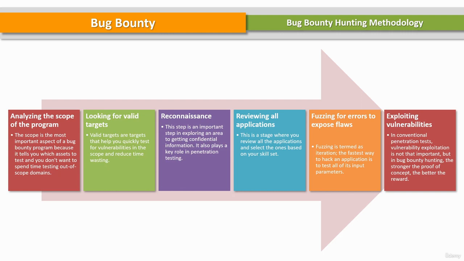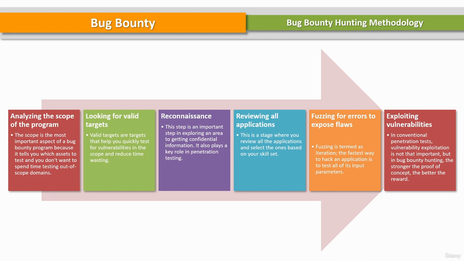Reconnaissance. So this step is obviously a very important step in exploring an area to get confidential information. Now, it also plays a key role in penetration testing. Reviewing all applications. Now, at this stage, this is where you review all the applications and select the ones based on your skill set. Fuzzing for errors to expose flaws. You remember what fuzzing is, right? It's basically defined as iteration, but you and I know it as the fastest way to hack an application is to test all of its input parameters.